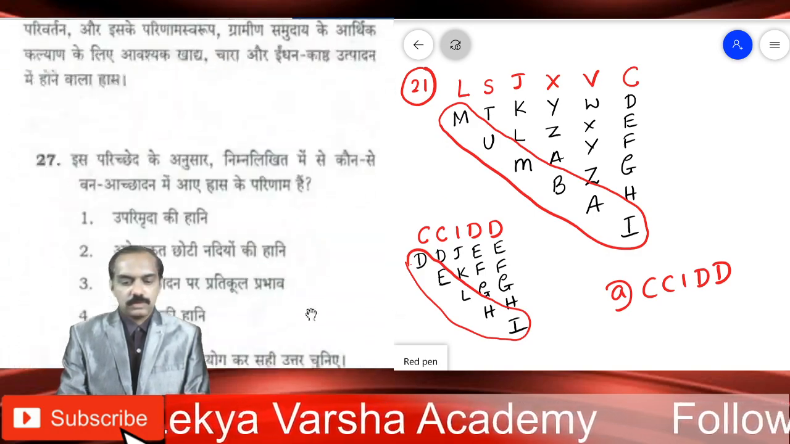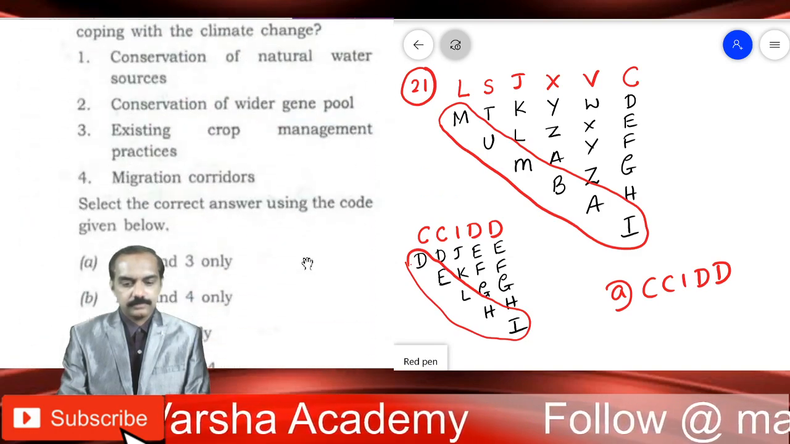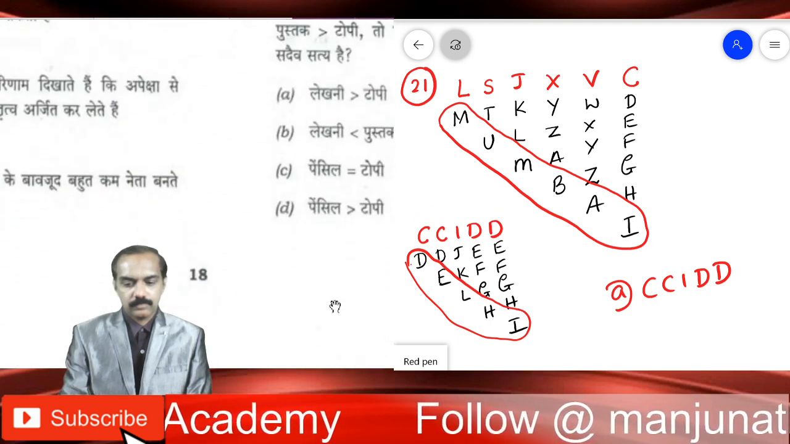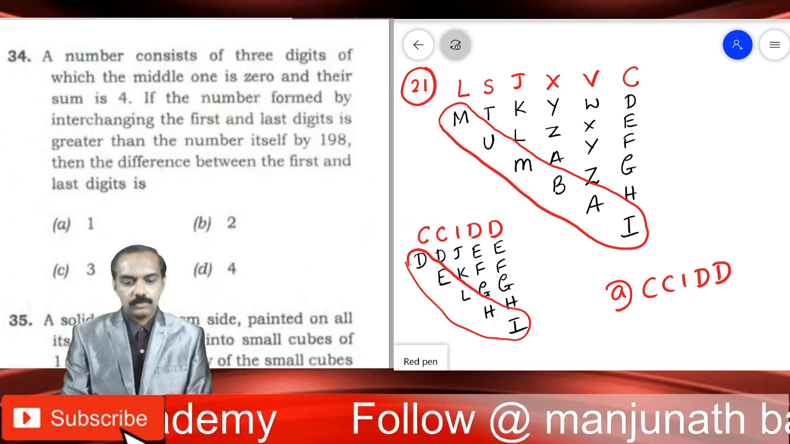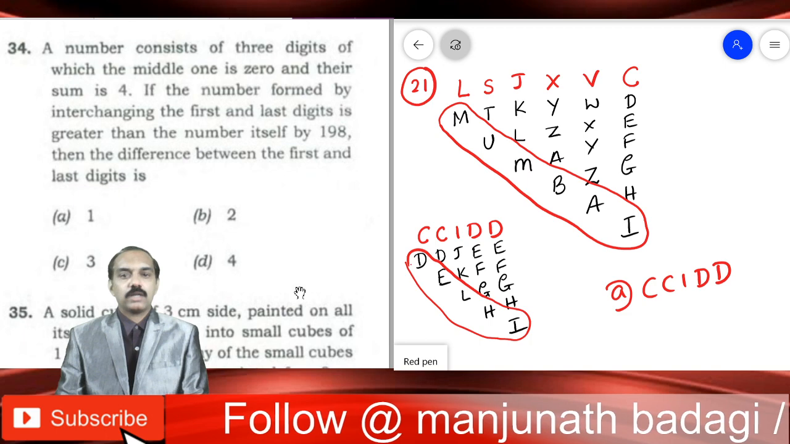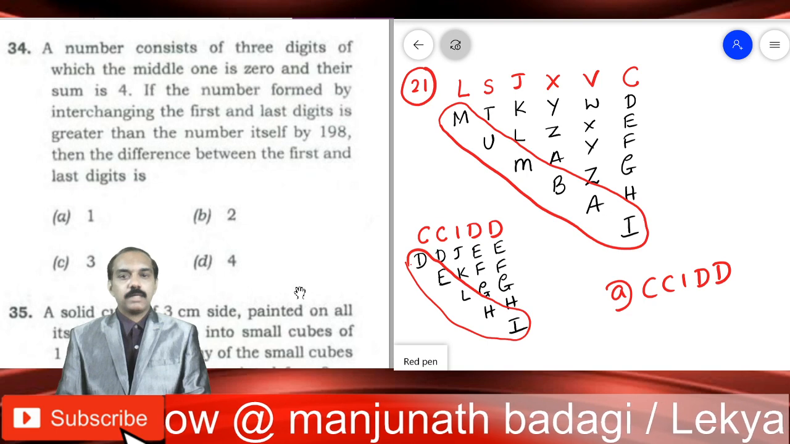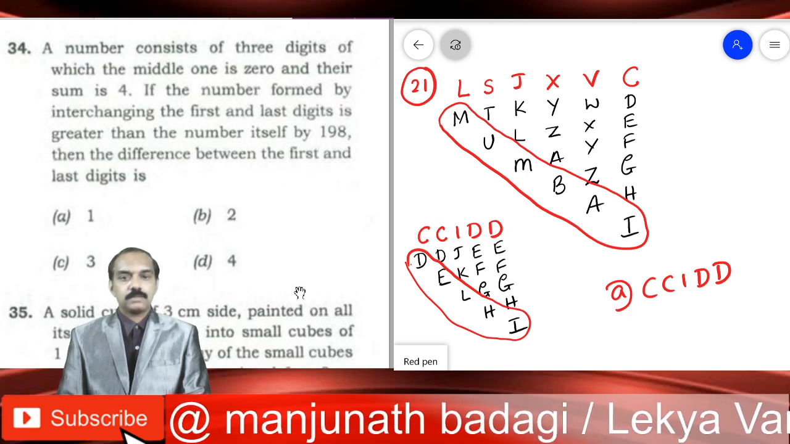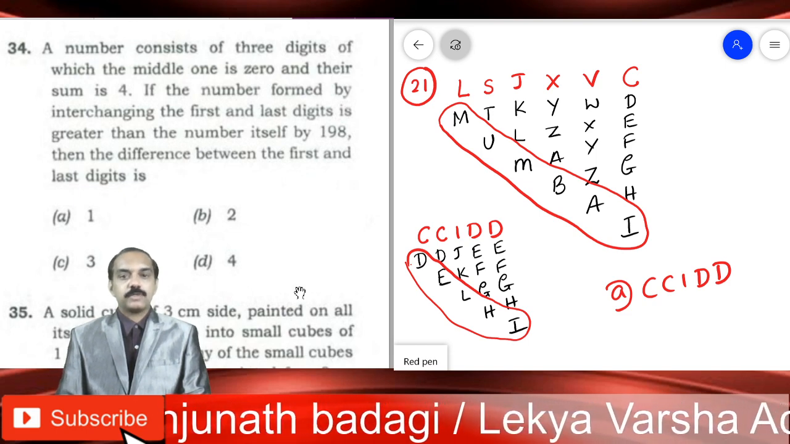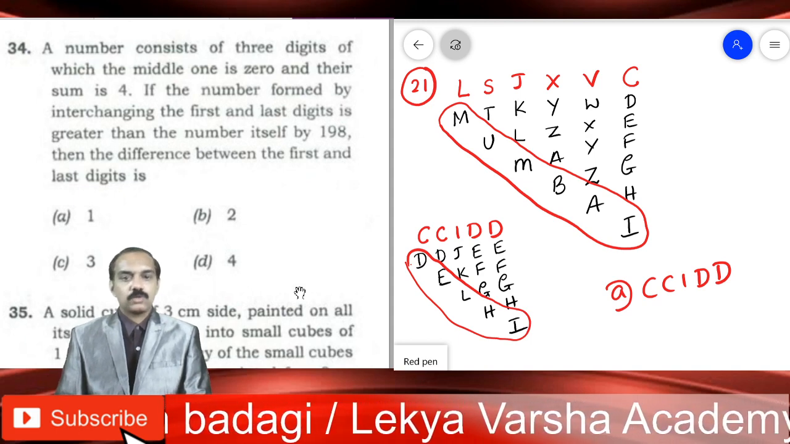Moving on to the 34th problem. A number consists of three digits of which the middle one is 0 and their sum is 4. If the number formed by interchanging the first and the last digits is greater than the number itself by 198, then the difference between the first and last digits is. The options are 1, 2, 3 and 4.